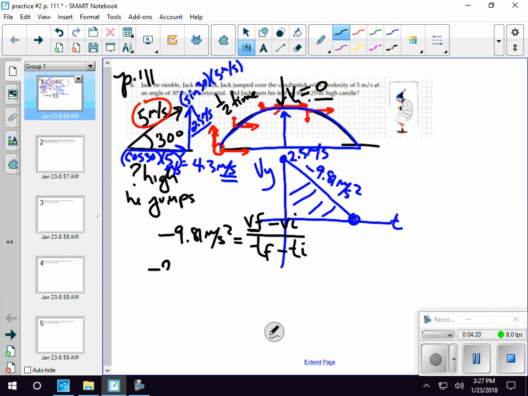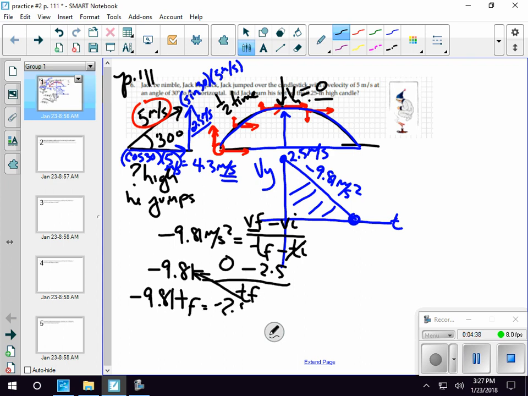If you're having trouble with your negatives, that's probably why. So 0 minus 2.5 over our initial time is 0, because we always start from the beginning and we're looking for our final time. So when you cross multiply, or multiply both sides by TF, you're going to get negative 9.81 TF equals negative 2.5. The negatives are now naturally going to go away and you're going to get a TF of 0.255 seconds. That is to the peak of flight.